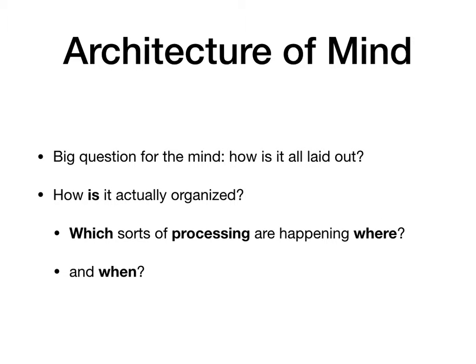So the big question for mind architects, not really named that, but it's a general field, a general approach: how do we lay it all out? How do we piece together an entire mind out of all these information processing bits? How is the mind organized? What processing is happening where? What passes information on to somewhere else? And when does that happen?